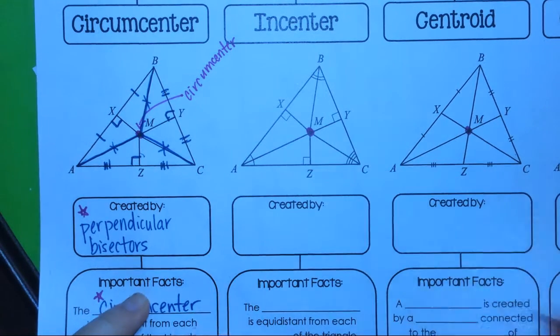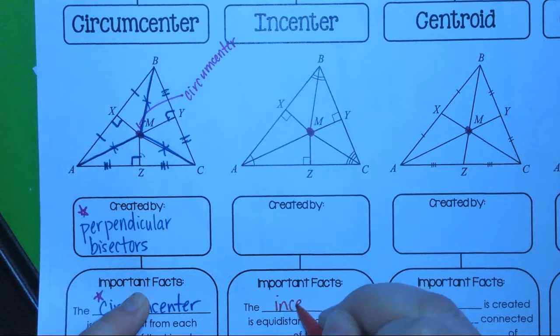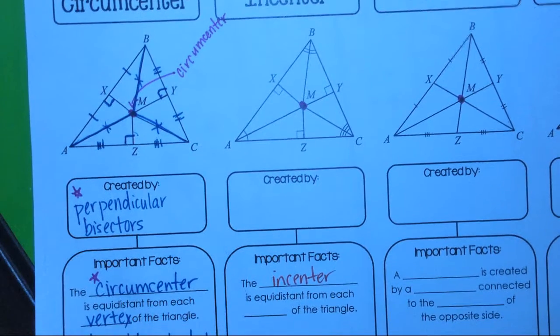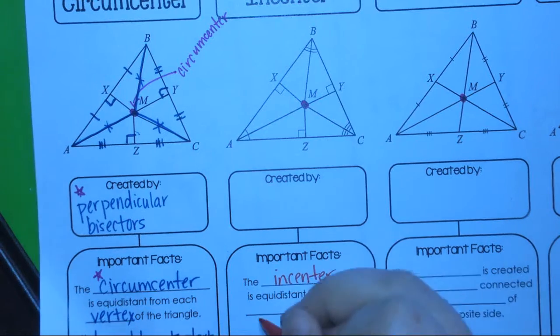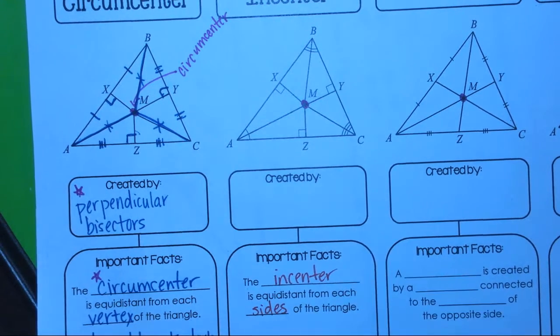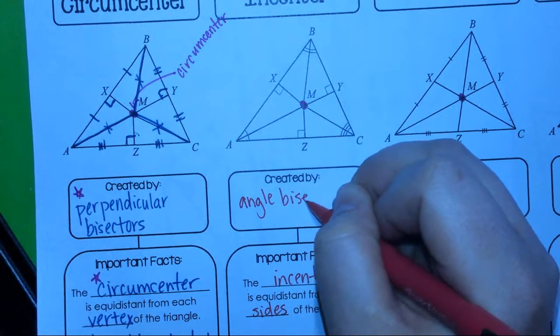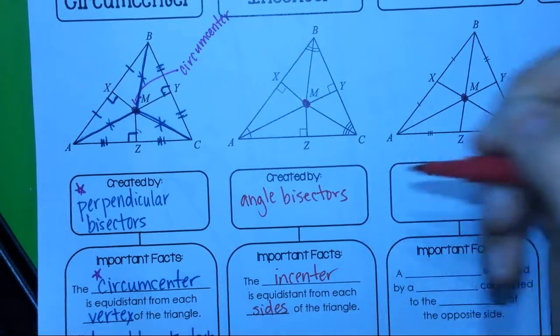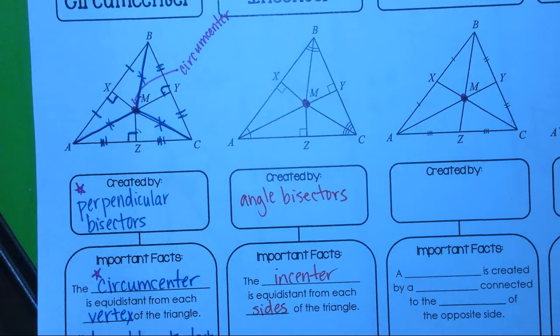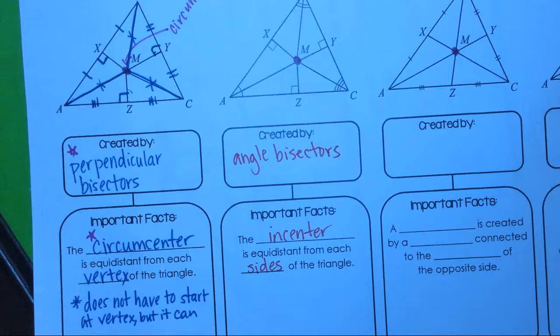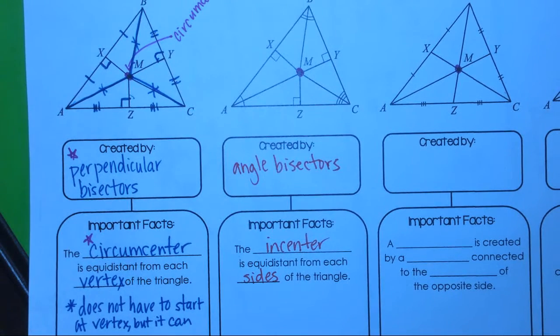Angle bisectors, let's see, in-center. The in-center is equidistant from each of the sides of the triangle. And it's created by angle bisectors. So the in-center is equidistant from each of the sides of the triangle, and it's created by angle bisectors. It has to start at a vertex. That's my only little note.